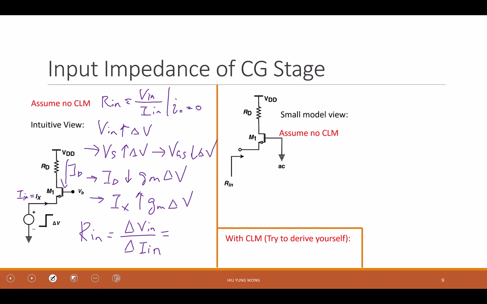Delta I in is what? Delta V. How about delta Ix, I in? Gm delta V. So what is the input impedance? 1 over Gm. And then you think about that. Does that make sense? Isn't that what we have been saying, that if you look into the source of the transistor, the input impedance is 1 over Gm? Remember? We solved that already last time. But your drain does not have to be grounded. You can go through an RD and connect it to VDD. It's still 1 over Gm, if you don't have channel length modulation.